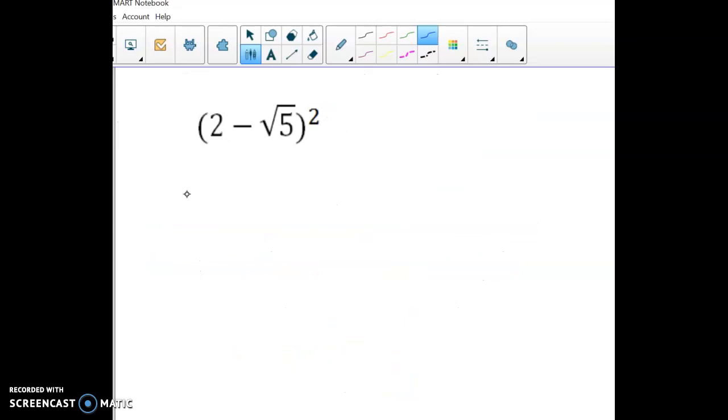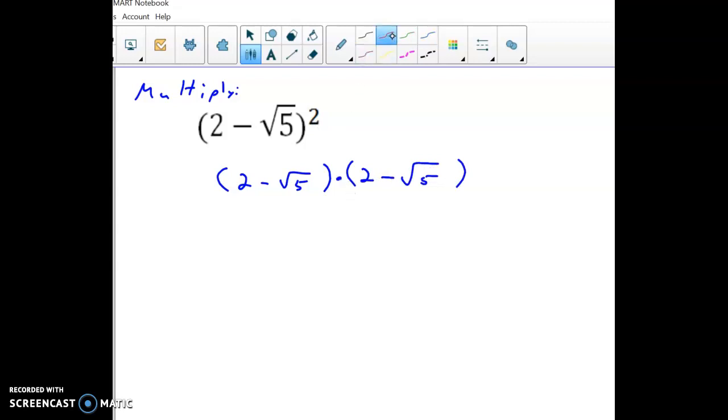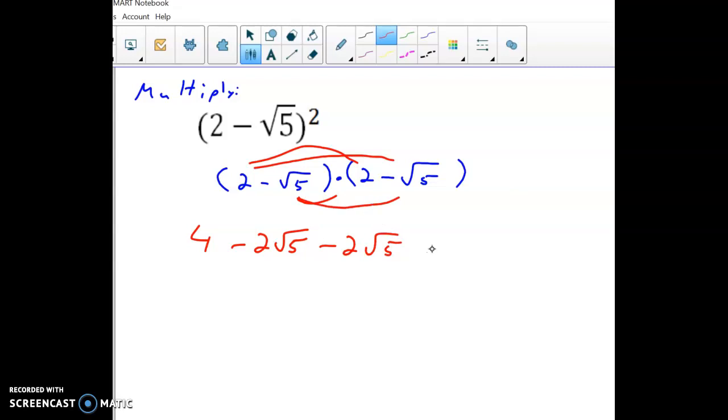All right, slightly different twist here. So see if you can multiply in this case. All right, first trick is to realize this is actually a FOIL question just in disguise. So I'm taking 2 minus radical 5 times another 2 minus radical 5. That's what that little square means. Now it's just FOIL. So 2 times 2, 2 times negative radical 5, negative radical 5 times 2, and then negative radical 5 times negative radical 5 would become a plus radical 25.